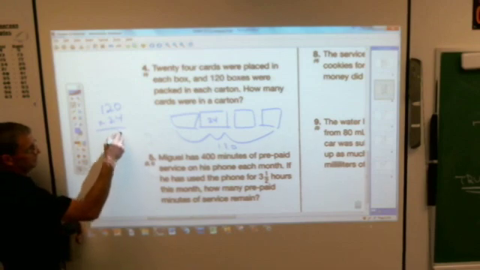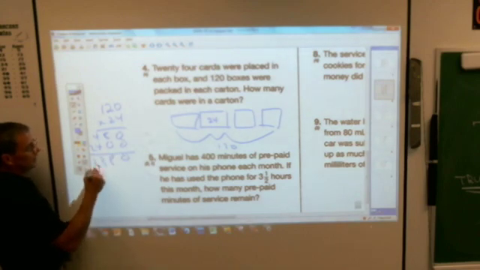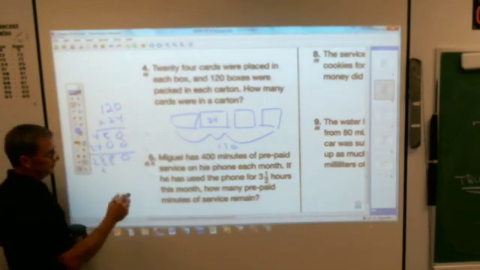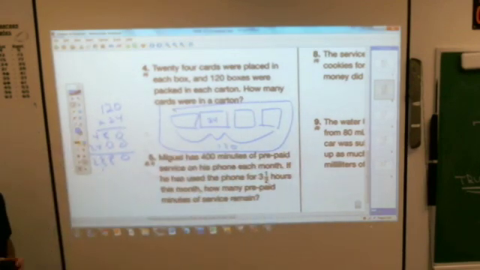So you do all this, what do you get? You get 2,880 cards, since you have 120 of those. Again, you don't have to draw every one, but pictures give you a better idea of what's going on rather than just looking at the words.